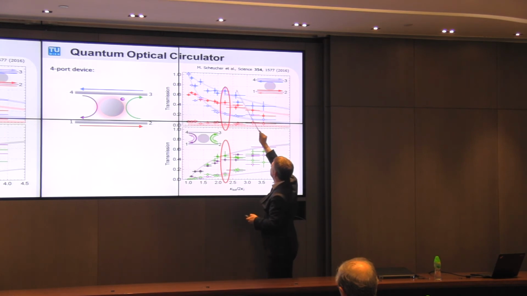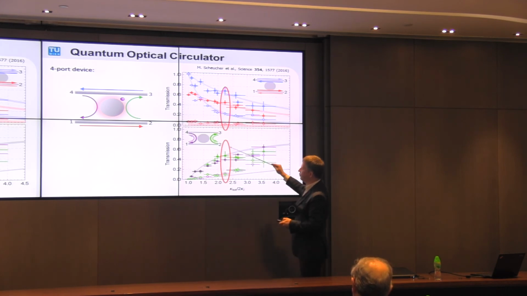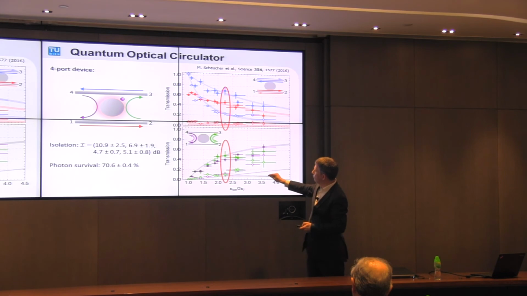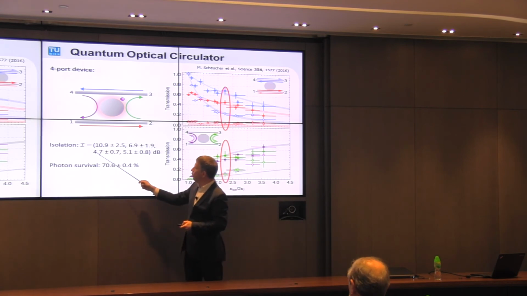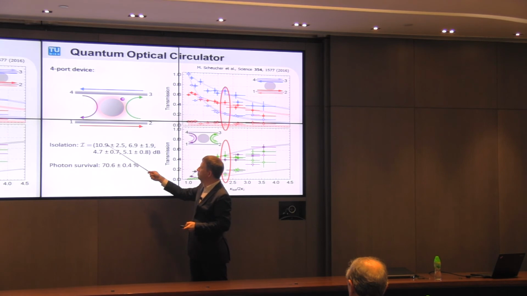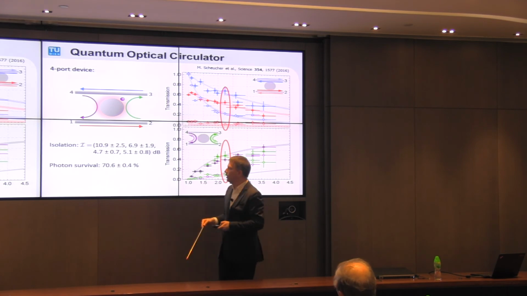For the 3 to 4 diode, I have high forward transmission and low backward transmission, and for the 2 to 3 and 4 to 1 diodes, high forward and backward transmission. If I calculate the isolation from these transmission values, then for all 4 diodes it is between 5 dB and 11 dB, and the photon survival probability was still pretty high. It's higher than 70%, meaning you send a photon into this circuit and it comes out with 70% probability.